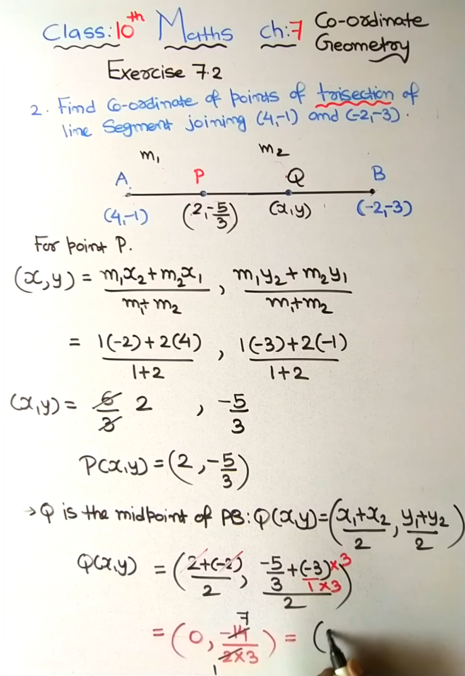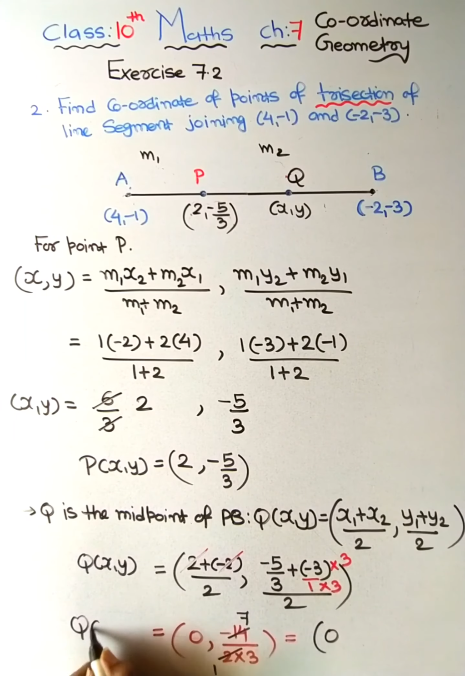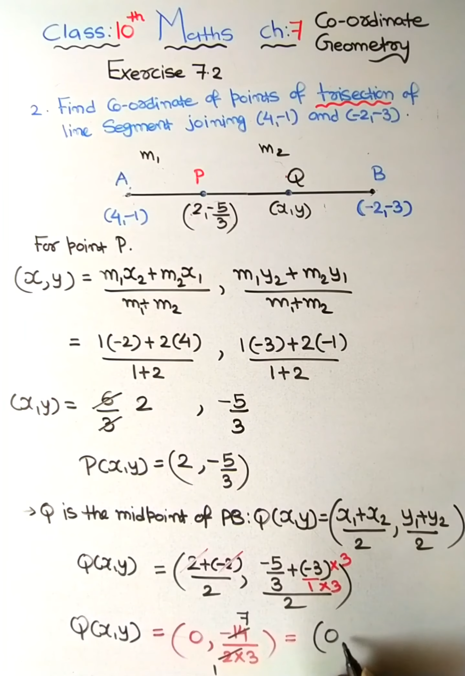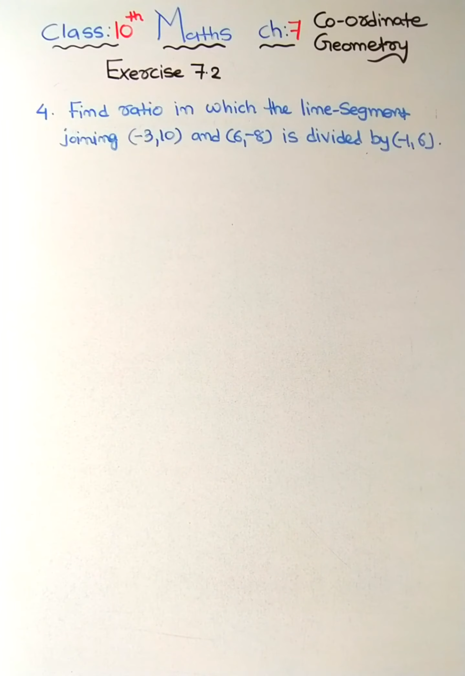So our final answer of Q, X and Y is 0 minus 7 upon 3. So our third question was a little bit practical based question, right? And it was also based on the graph. So directly we are moving on to question number 4.